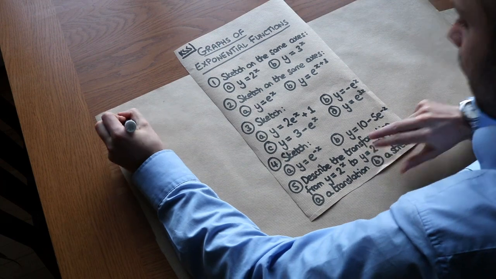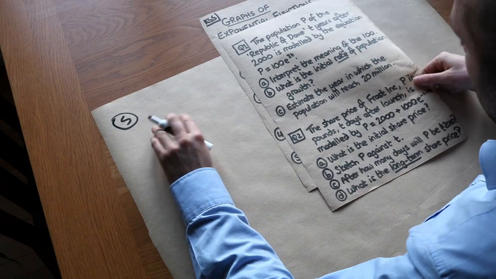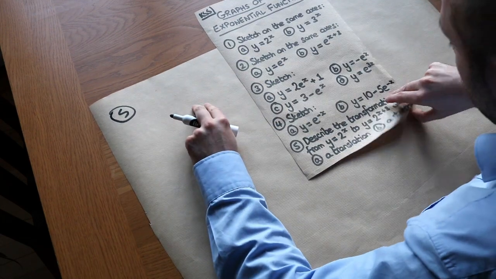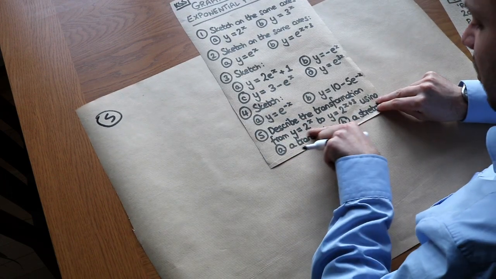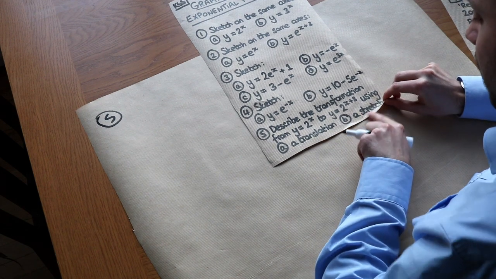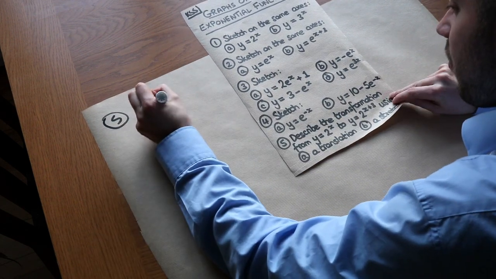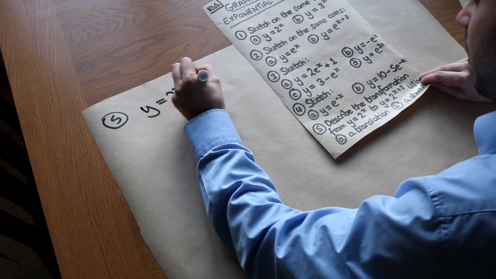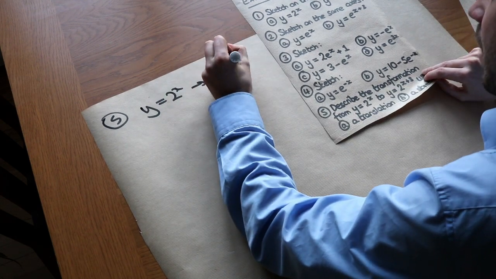And then question 5, and then we've got a few questions after it on exponential modelling in real life context. Describe the transformation from y equals 2 to the x to y equals 2 to the x plus 3 using a translation and using a stretch. So we're going from y equals 2 to the x to y equals 2 to the x plus 3.